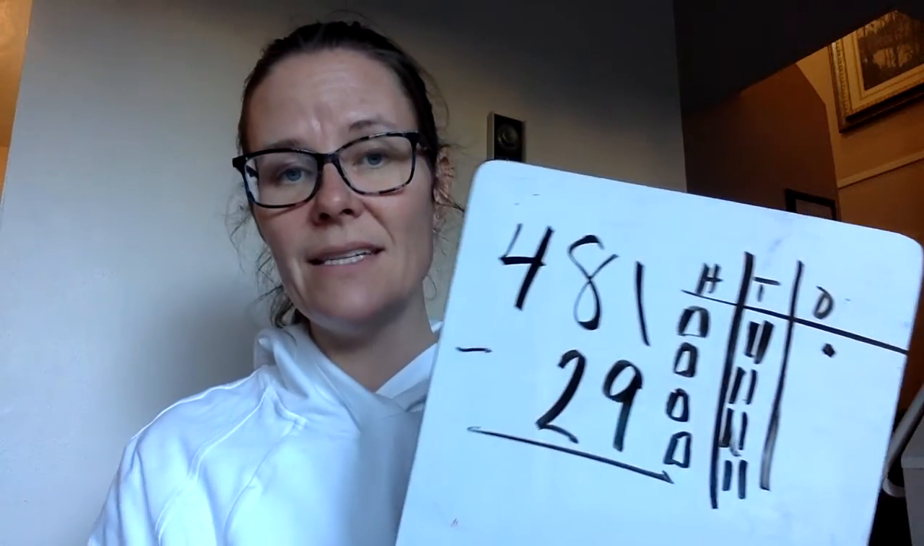Now, if we get into the bigger numbers, I'm going to go into the hundreds now. 481, take away 29. Okay, hundreds, tens, ones, hundreds, tens, ones. Give me a second. 400, 1, 2, 3, 4, 5, 6, 7, 8. Oh, it's kind of messy. Messier than normal. 481 is right there. Now I need to take away 29.